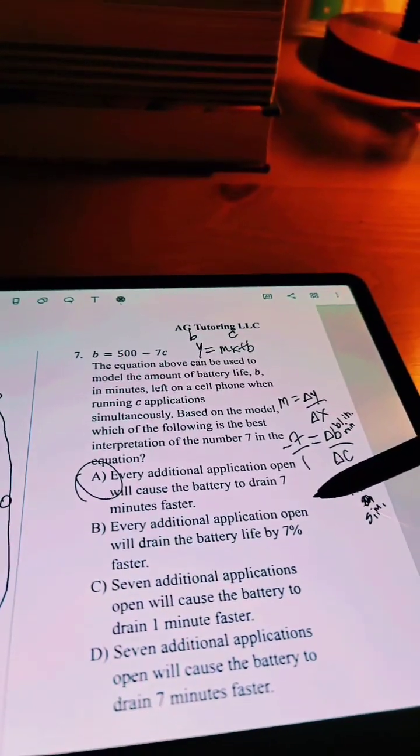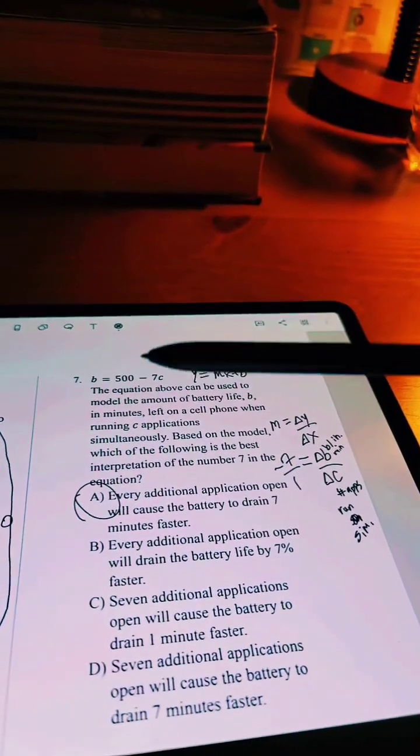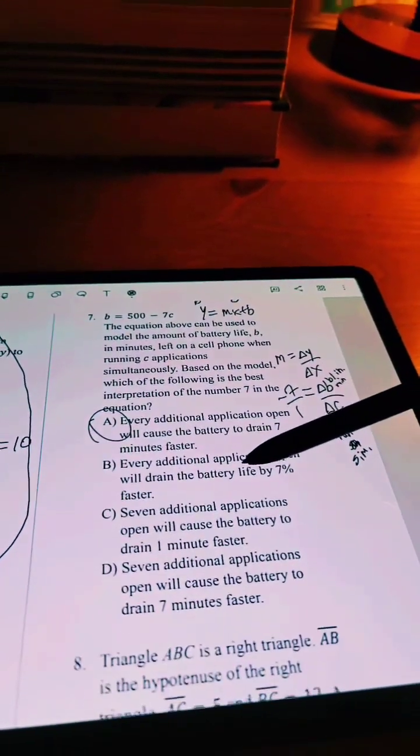What kind of iPad pen do you use? This isn't an iPad, this is a Samsung. It's like the pen that came with it. I think it's like the Samsung 7 or something.